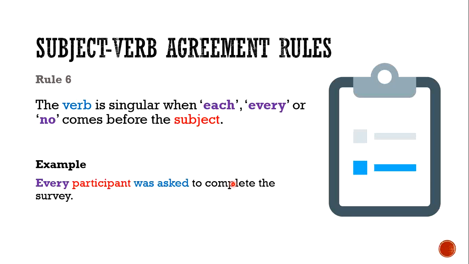Now let us look at this rule. The verb is singular when each, every, or no comes before the subject. Read the sentence: Every participant was asked to complete the survey. We can see that we have used "every" and the subject is "participant". Every participant. Now look at this verb. It is singular. When we use these words, the verb must be in singular number.